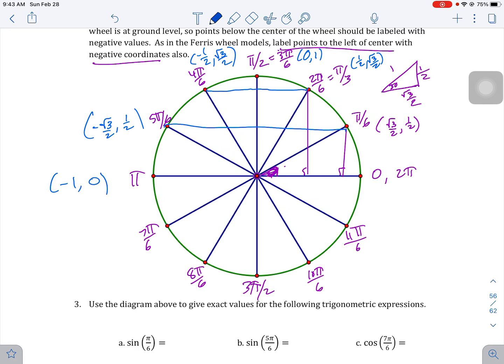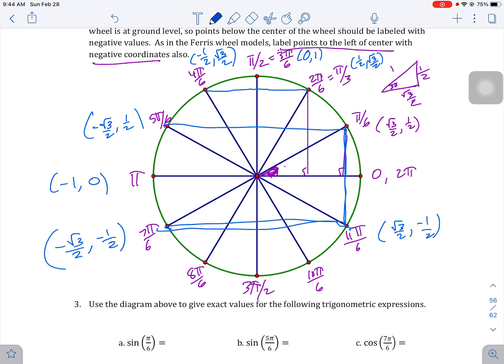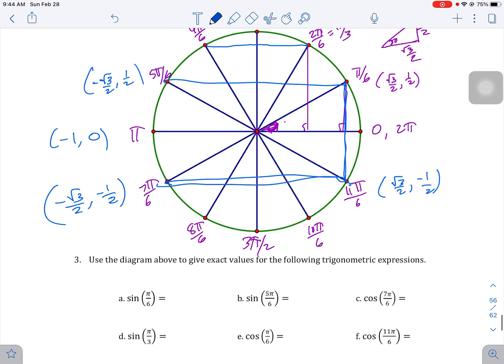And then we can do the same thing for the bottom half here, where you can see that the x value is the same between pi over 6 and 11 pi over 6, so it's going to be square root of 3 over 2, but the y value is negative, so it's going to be negative 1/2. Okay, over here, you can see that the x value is going to be the opposite of that, so negative square root of 3 over 2, negative half, and then we could keep going and do the rest.